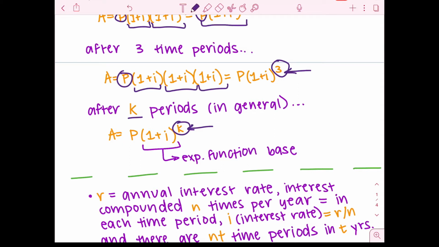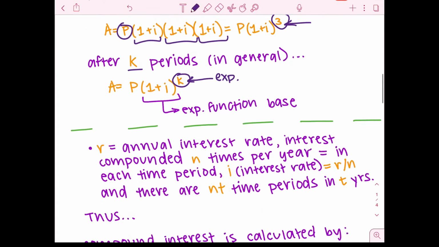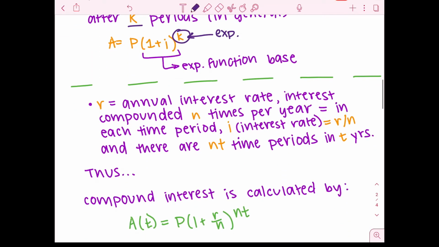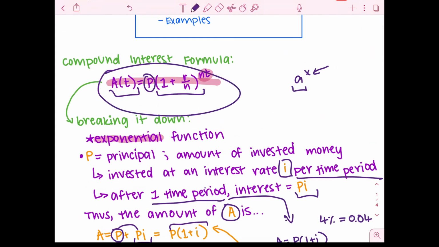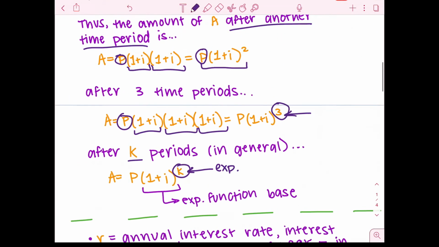What I want you guys to recognize here is that 1 plus I is our exponential function base, and K is our exponent in this case. Okay, so hopefully that wasn't too tough to understand. We're going to continue on, and we're going to add more variables. So we're going to add R, N, and T so that we can finally arrive at this complex equation.